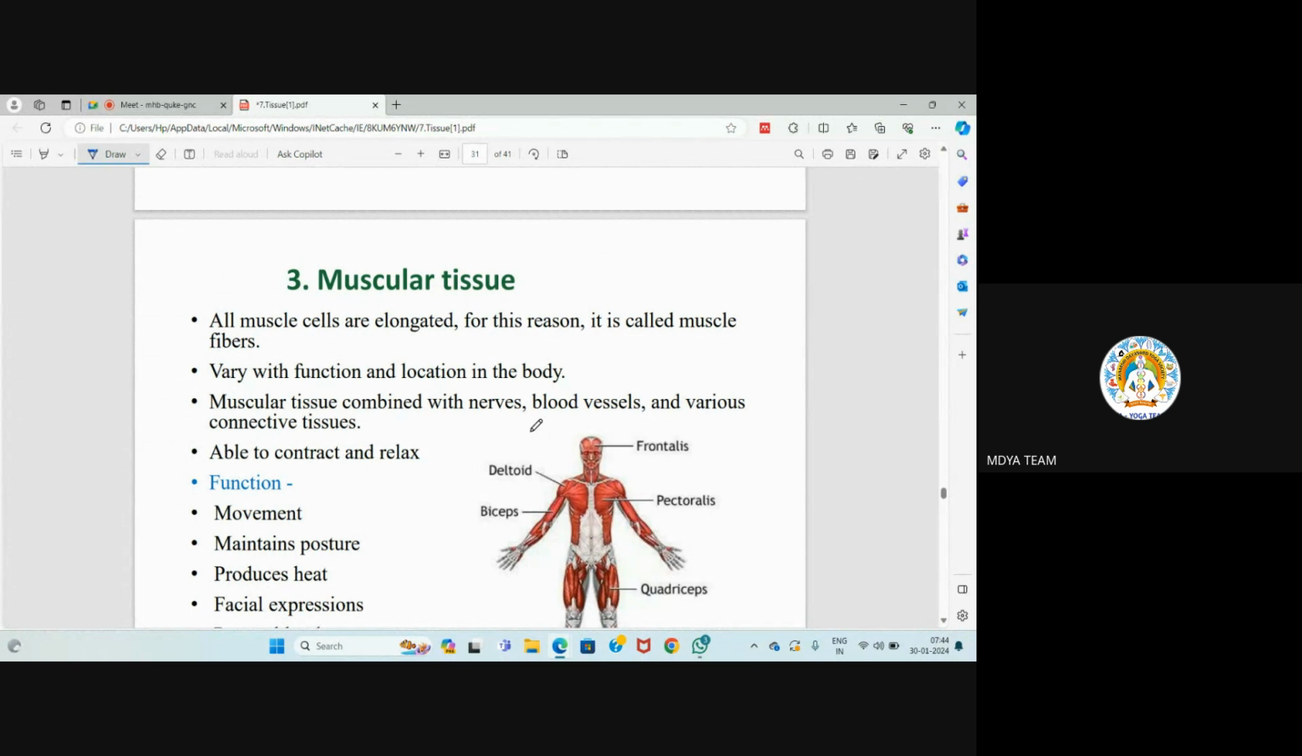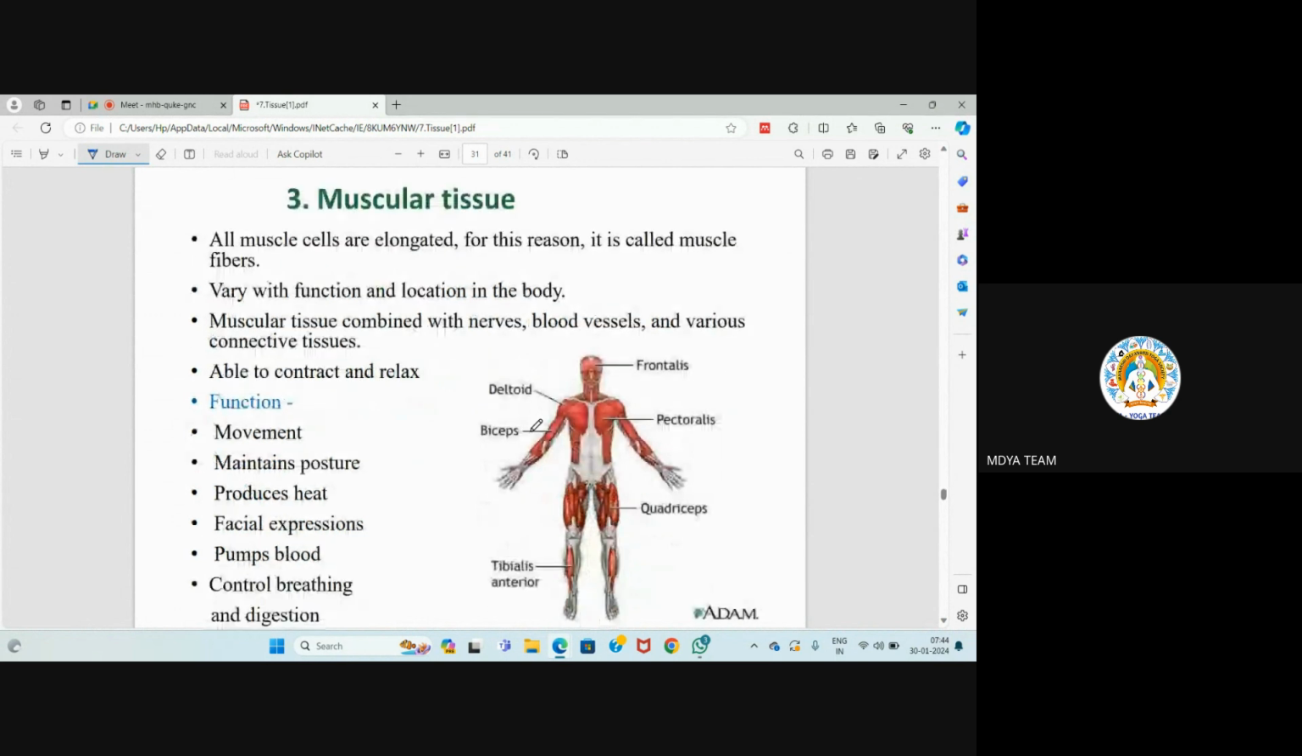Muscular tissue combined with nerves, blood vessels, and various connective tissue. Okay, so when we are talking about muscular tissue, then we are combining these nerves, blood vessels, and various other connective tissue. Now, functions of muscular tissue are movement.